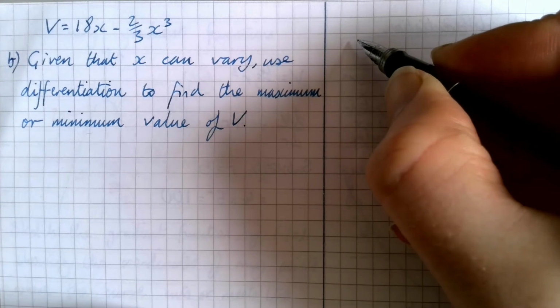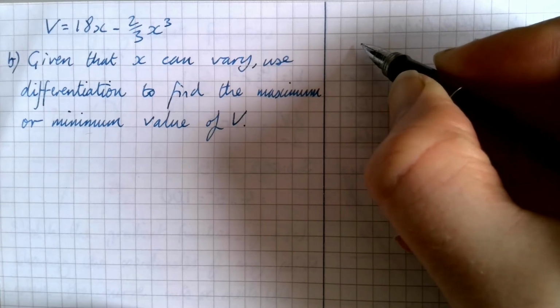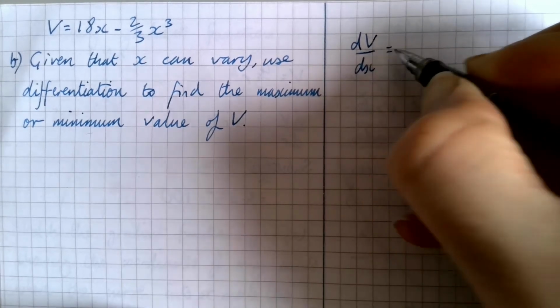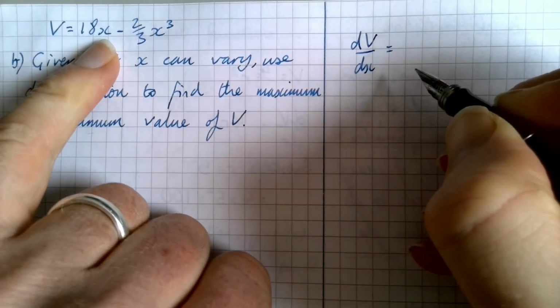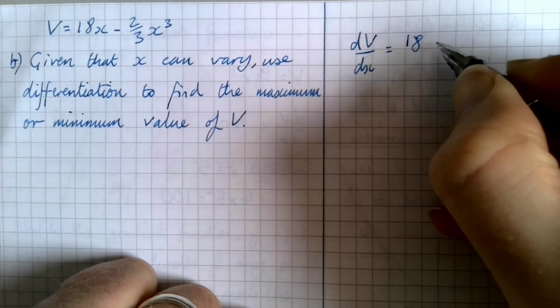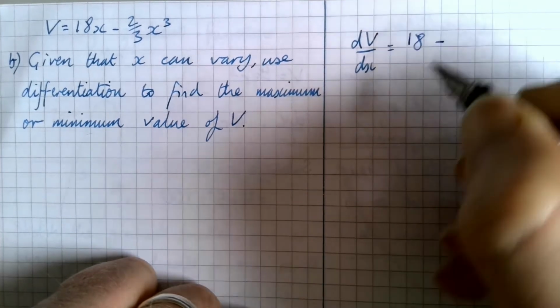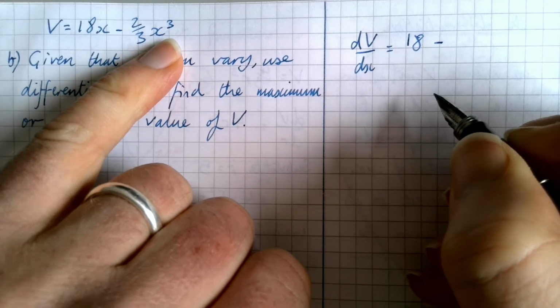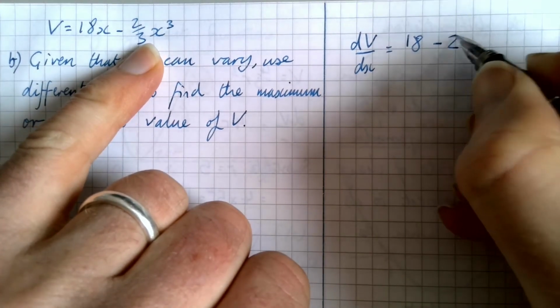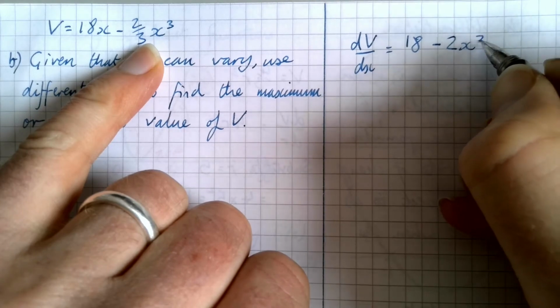V equals 18x minus 2/3 x cubed, so that'll give us dv over dx. It's going to be equal to, well, the x goes down to, and we just lose the x, don't we, to get 18, and then if we multiply by 3 we're going to get minus 2x squared.